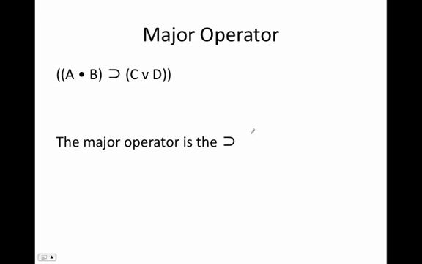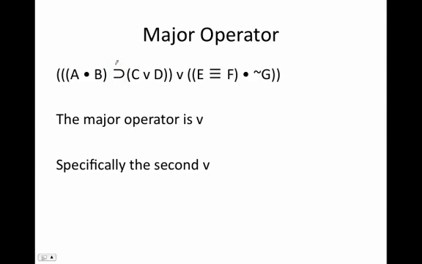Okay, let's just start with this formula right here. A and B, A dot B, horseshoe C or D. That literally means if A and B, then C or D. Well, what's the major operator? It's the horseshoe. The major operator is right there. Well, why is the horseshoe the major operator? I'm going to show you.